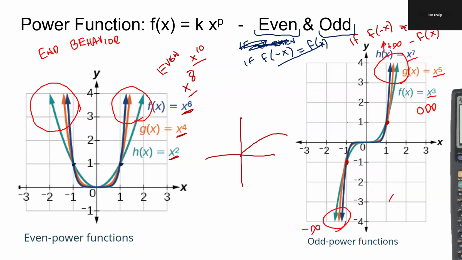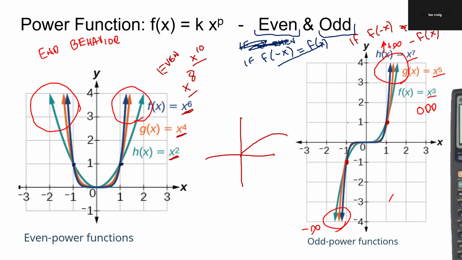And you can really look at that highest power of x, or in this case with the power functions, it's the only power of x because there's only one term. But that will tell you, do I have an even function? Do I have an odd function? Do the two ends approach the same infinity, or do they approach the opposite ones?